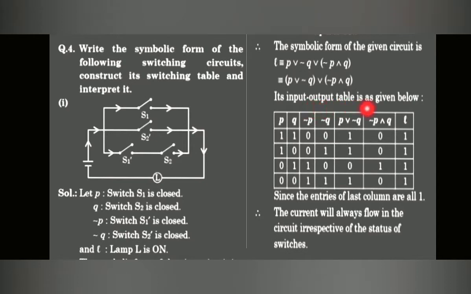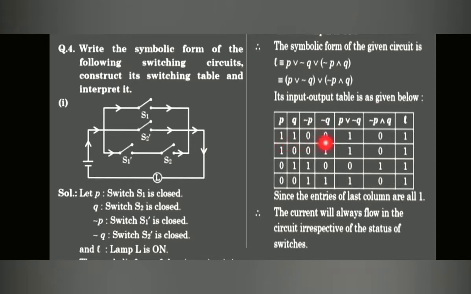Its input output table is given as below. With two statements, we draw four rows and write the P column as 1 1 0 0, and the Q column as 1 0 1 0. Negation P, the opposite of P, we write in this column, and negation Q, the opposite of Q, in this column. P or negation Q means the disjunction of P with negation Q.